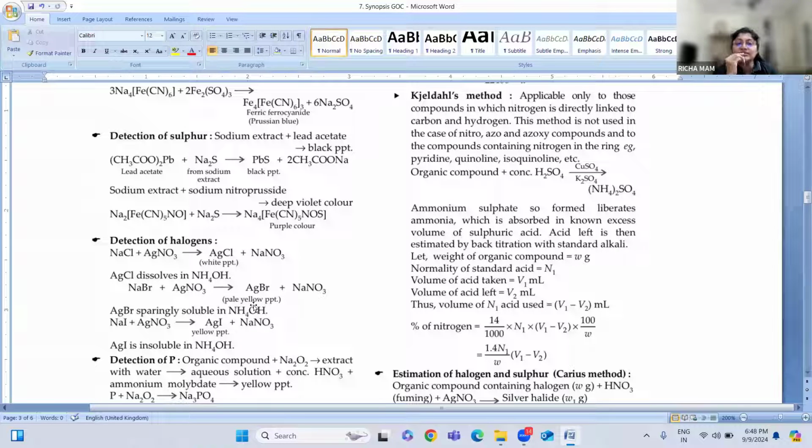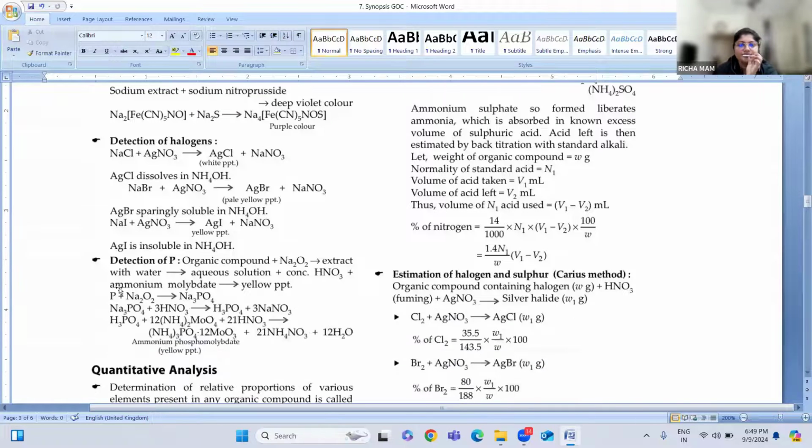And whatever the AgI yellow PPT is formed, that is insoluble in ammonium hydroxide. If there is chloride, that is AgCl, a white PPT is formed, and it will dissolve in ammonium hydroxide. And the pale yellow PPT will sparingly dissolve, not completely dissolve, in NH4OH. So these are the different distinguishing tests of halides.